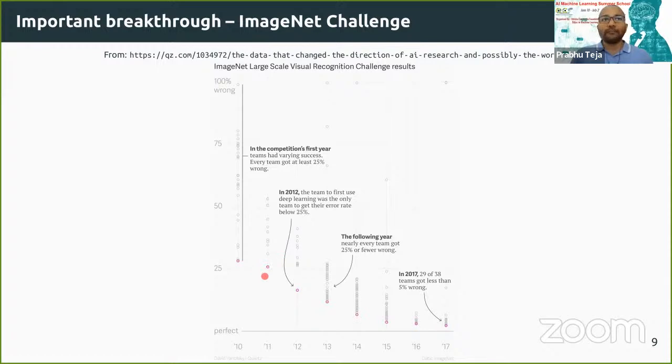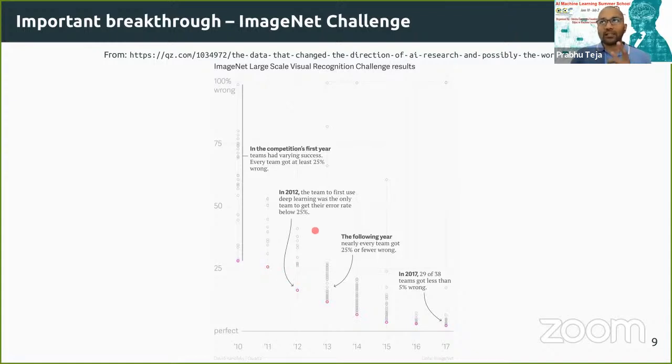And if you see, in the first year of the competition, that is 2010, it was a competition. So people submitted their models and it was evaluated and so on. In the first year of the competition, the best performing system had more than 25% error. This was pre-deep learning. So was the case in 2011.